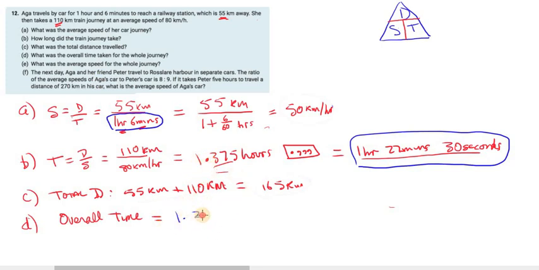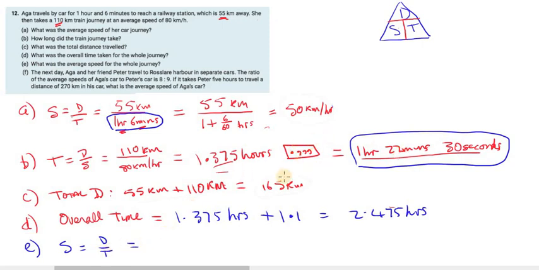So 1.375 hours plus the 1 hour and 6 minutes, which is 1 hour 0.1, which is equal to 2.475 hours. E, what's the average speed? Go back to your triangle. Speed is equal to distance over time of the whole journey. Well, the whole journey is equal to 165 kilometers, and the whole time is 2.475 hours.